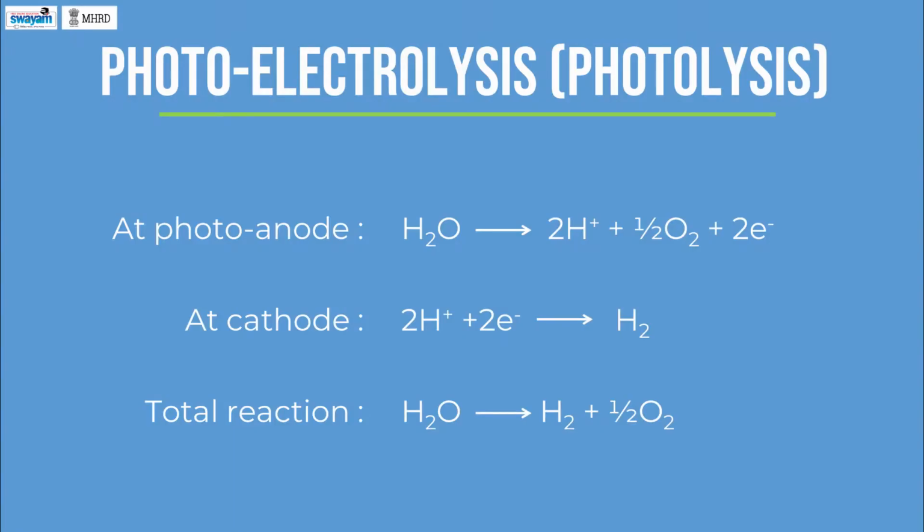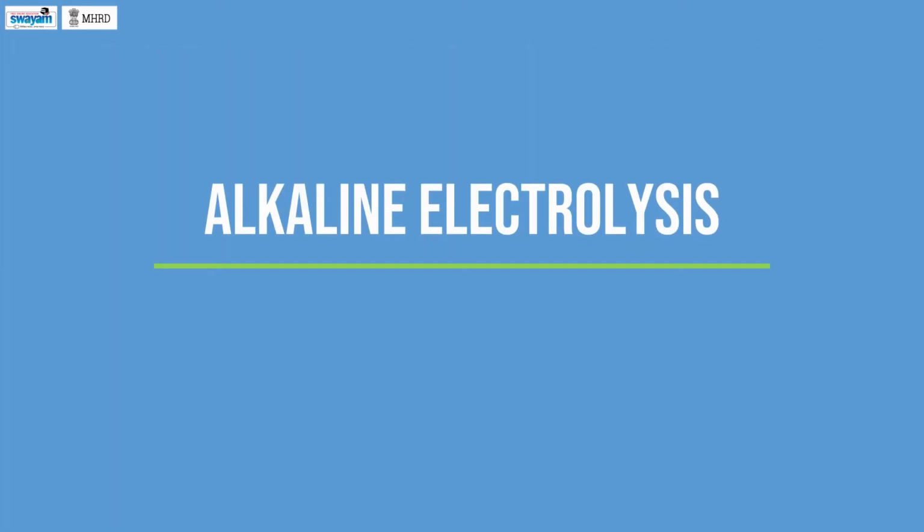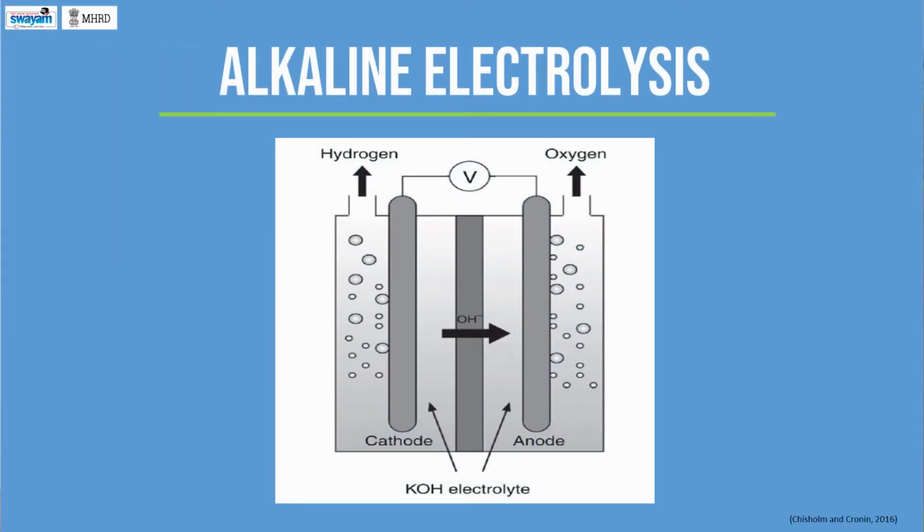At the photoanode, water splits into protons, oxygen and electrons. At the cathode, protons and electrons release hydrogen gas. That is, water is split into hydrogen and oxygen. Alkaline electrolysis. In alkaline electrolysis, KOH is used as electrolyte. The following reactions are involved in an alkaline electrolysis cell.